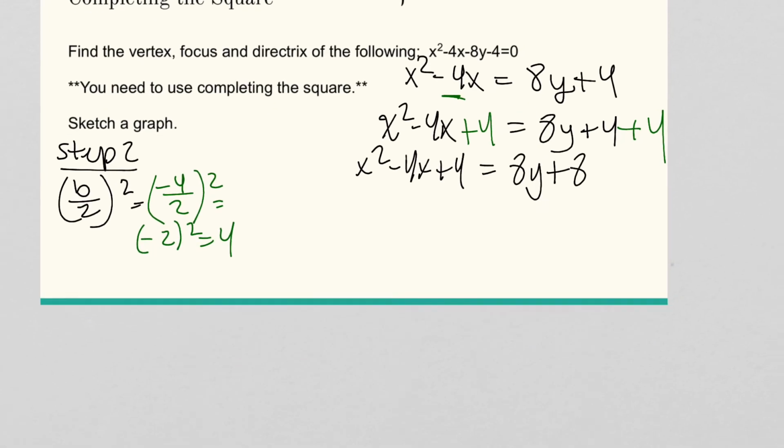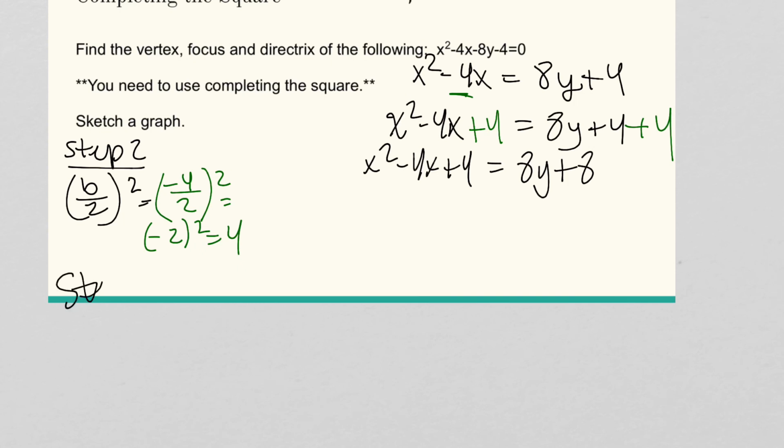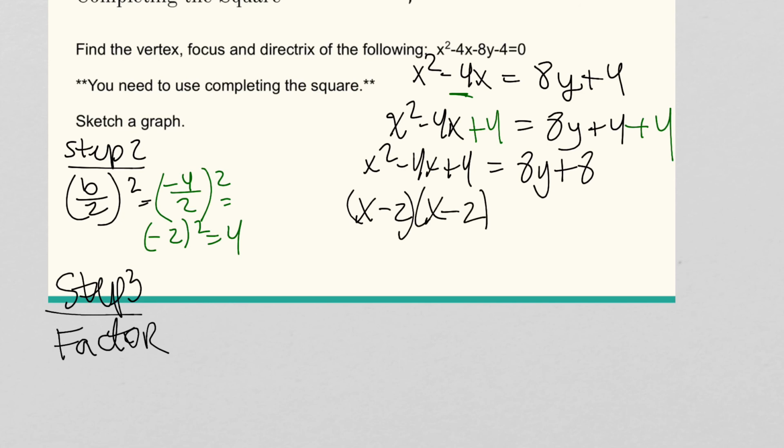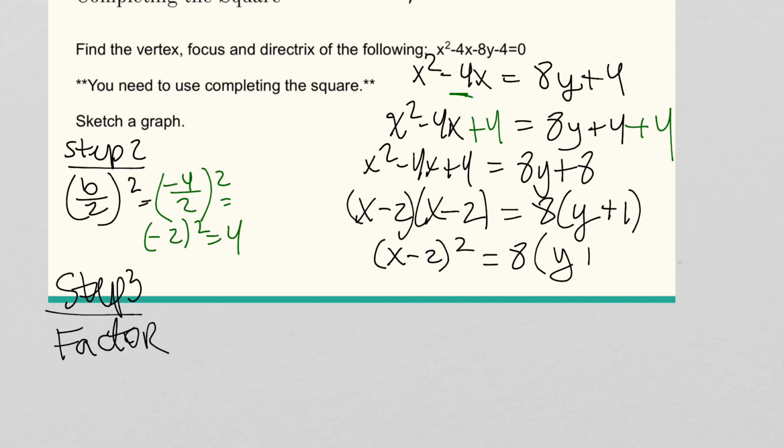All right, step 3, I need to factor. So let's factor both sides here. Be careful on the left here. Factors of 4 that add up to -4, so they both must be -2. My right-hand side is GCF, so I'm going to pull out an 8. So I'm left with y plus 1. Let's condense the left to one thing so it looks like the parabola equation. So it's (x - 2)² = 8(y + 1).